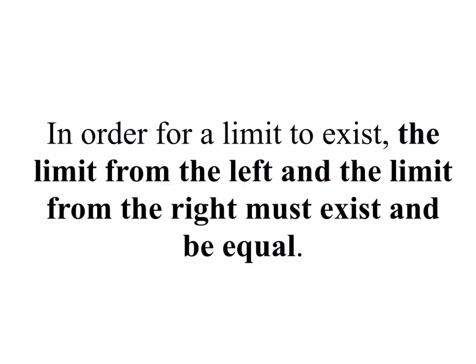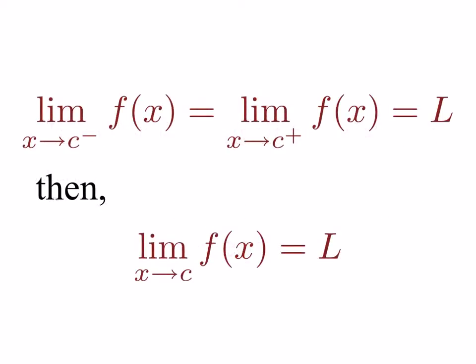So in order for a limit to exist, the limit from the left and the limit from the right must exist, and they must be equal. So as a theorem, we know that if the limit as x approaches c from the left of f of x equals the limit as x approaches c from the right of f of x, and both of those equal L, then we can say that the limit as x approaches c of f of x is equal to L. If the left and right-hand limits are not the same, then we would say that the limit does not exist. So let's look at an example.